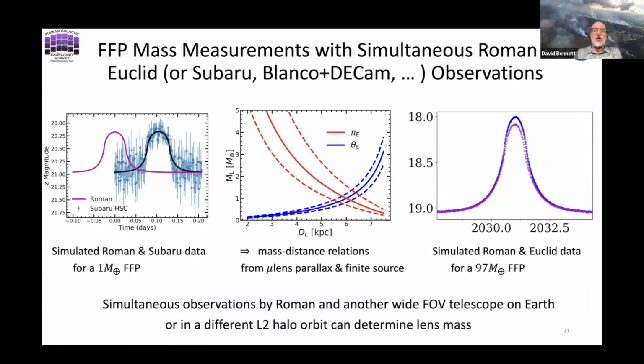And so one thing we really like to focus on is trying to get mass measurements of these, and this can be done with observations from telescopes separated by the distance between Earth and L2 or the distance between two L2 orbits. And so here's simulations of, so here's one of Roman and Subaru. Here's what the mass distance relations look like, so they converge on a mass. And here's another simulation of a more massive planet with Roman and Euclid.